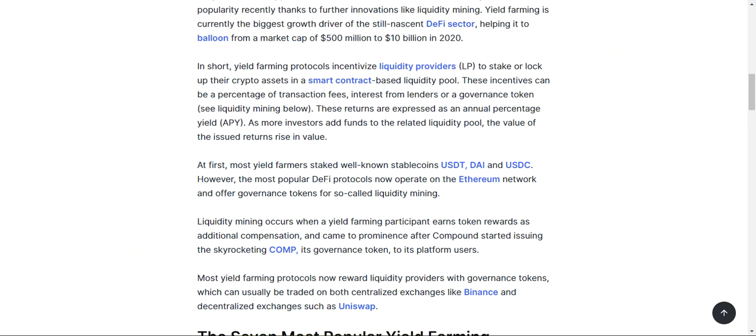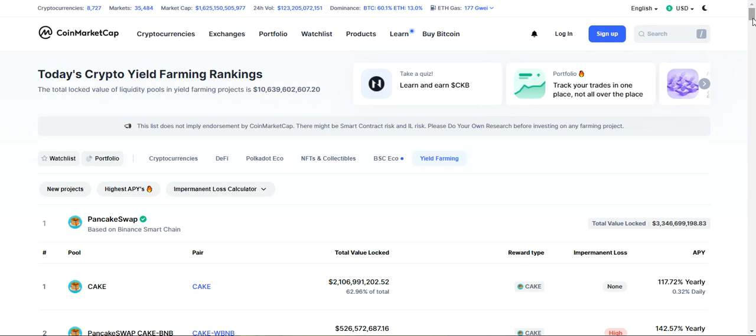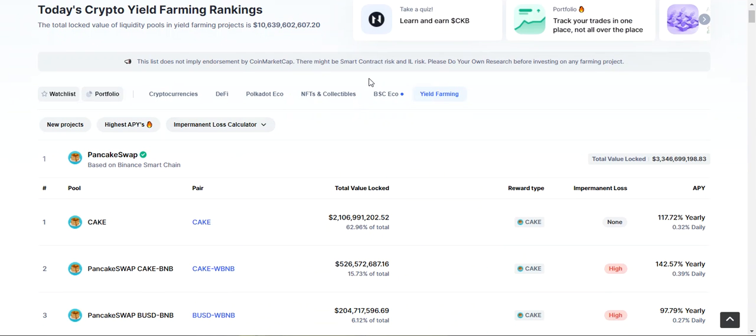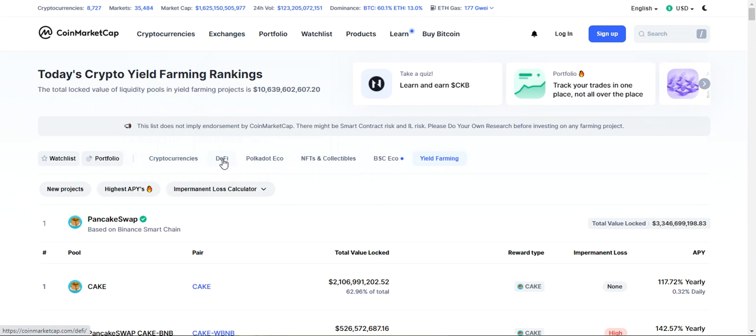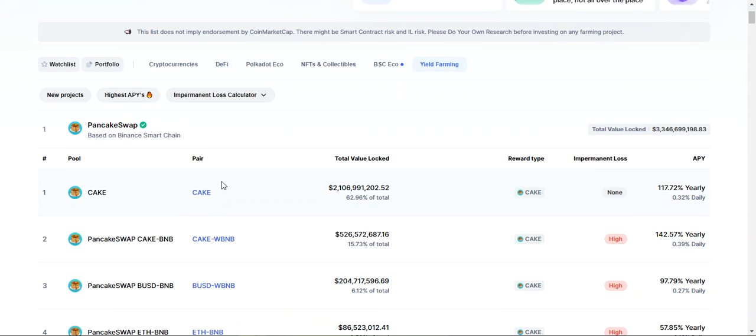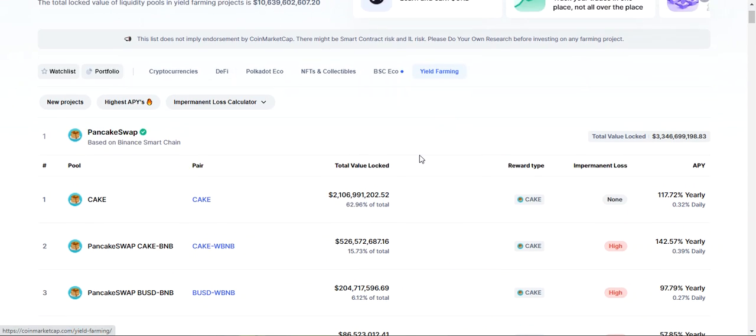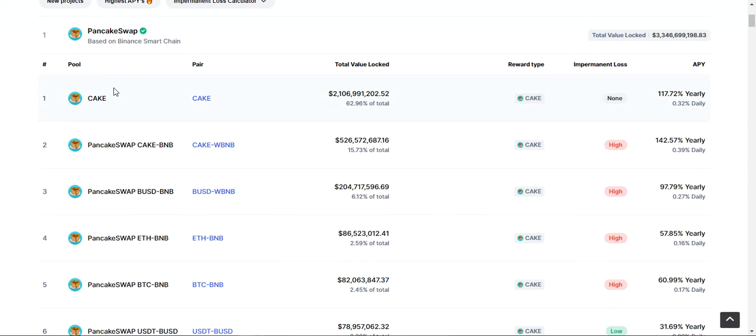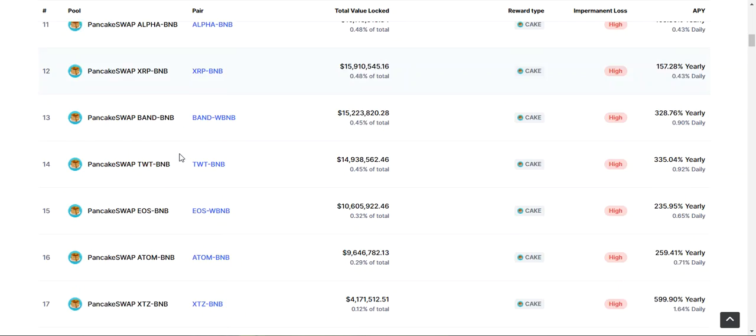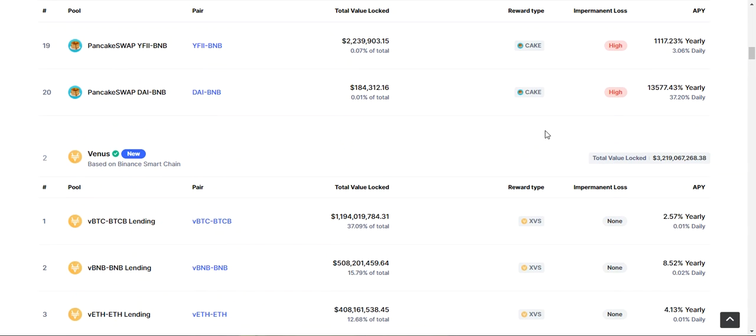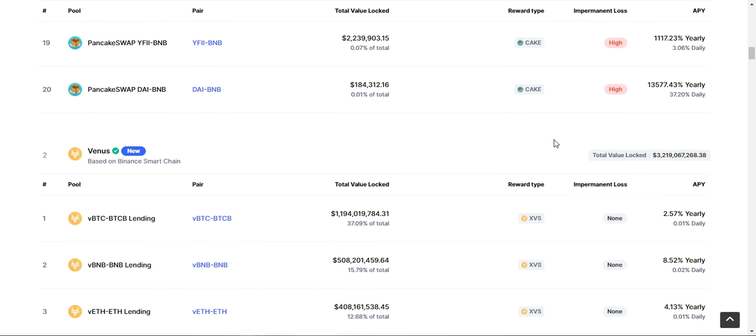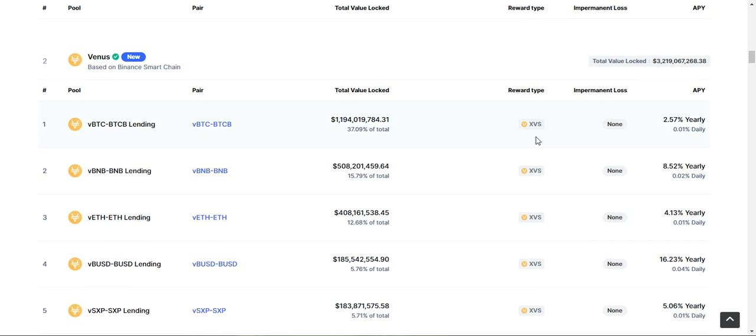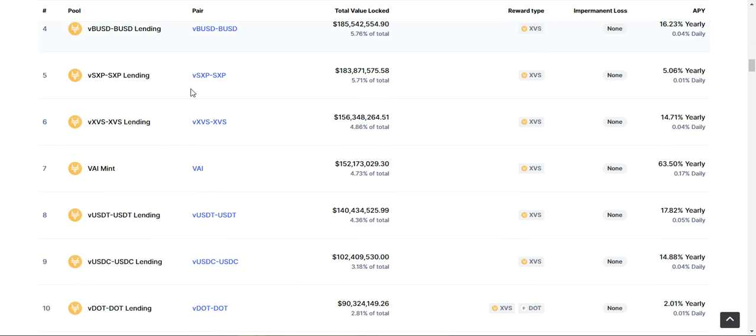But then you have CoinMarketCap. They have their list of yield farming, which I think you get to under DeFi. Well, Binance now owns CoinMarketCap, so they're showing all their stuff first, PancakeSwap and so on and so forth. All the Binance coins are being shown first, and you see how it's saying the risk of impermanent loss is high. These are all new, so they haven't had a chance to really be tested, and they're all on the Binance Smart Chain.